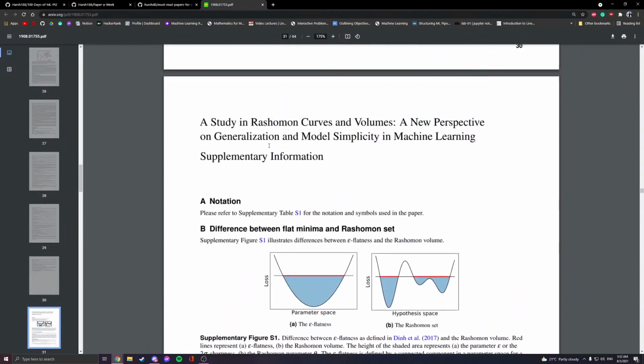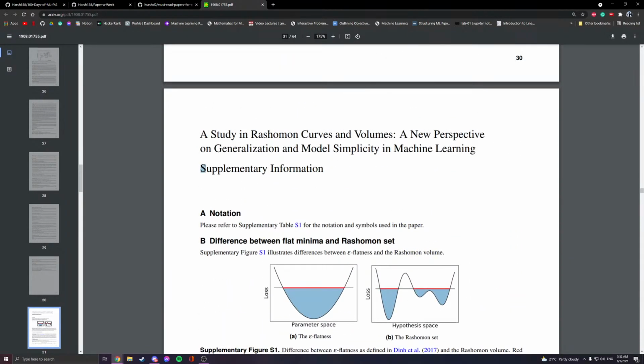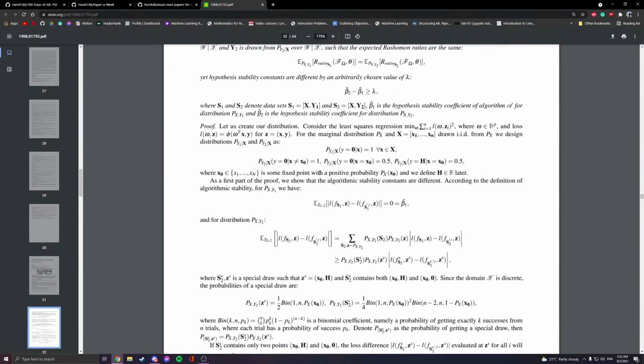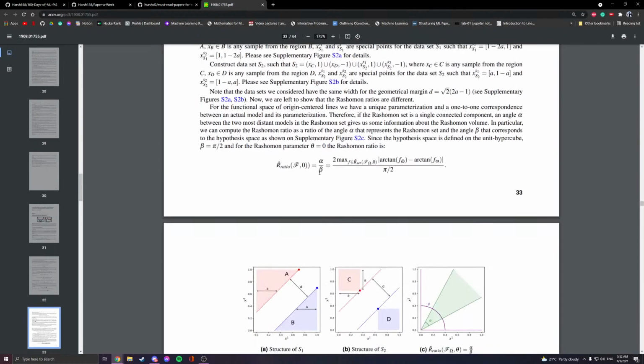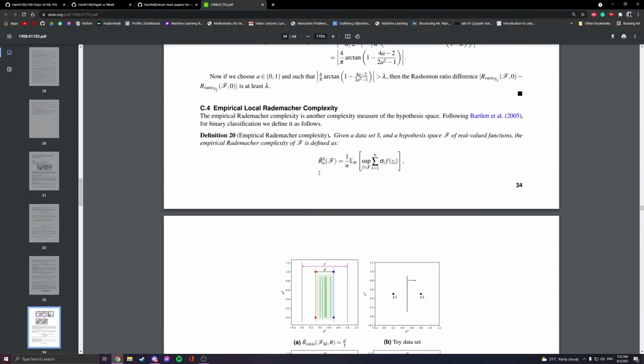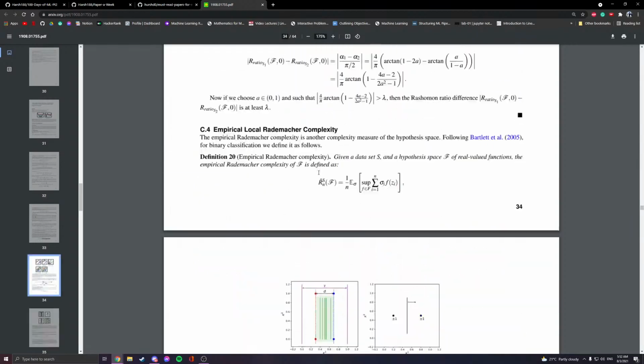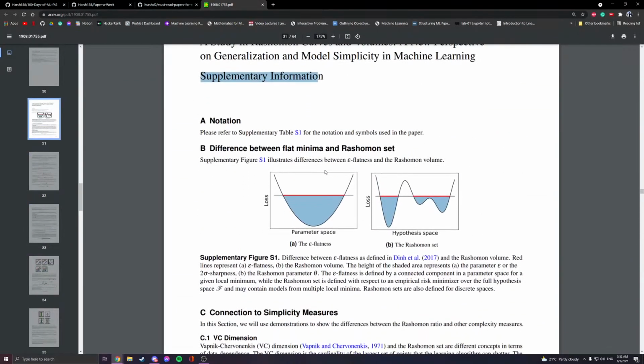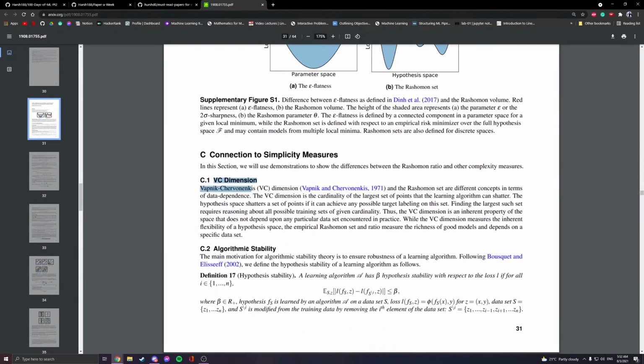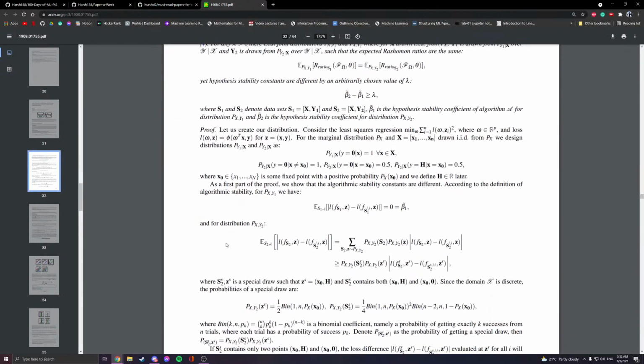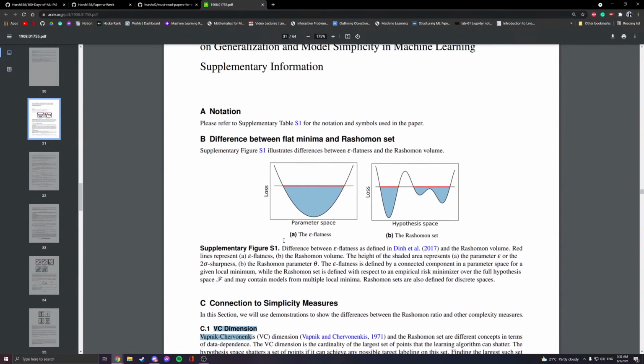No, I guess whatever this is, supplementary information gives definitions of the things that were introduced. Something to look into. Definitely does not introduce everything, but some things are here. For example, VC dimension and error flatness. I think that's what it means by epsilon. Anyways, okay. Let's wrap things up here.